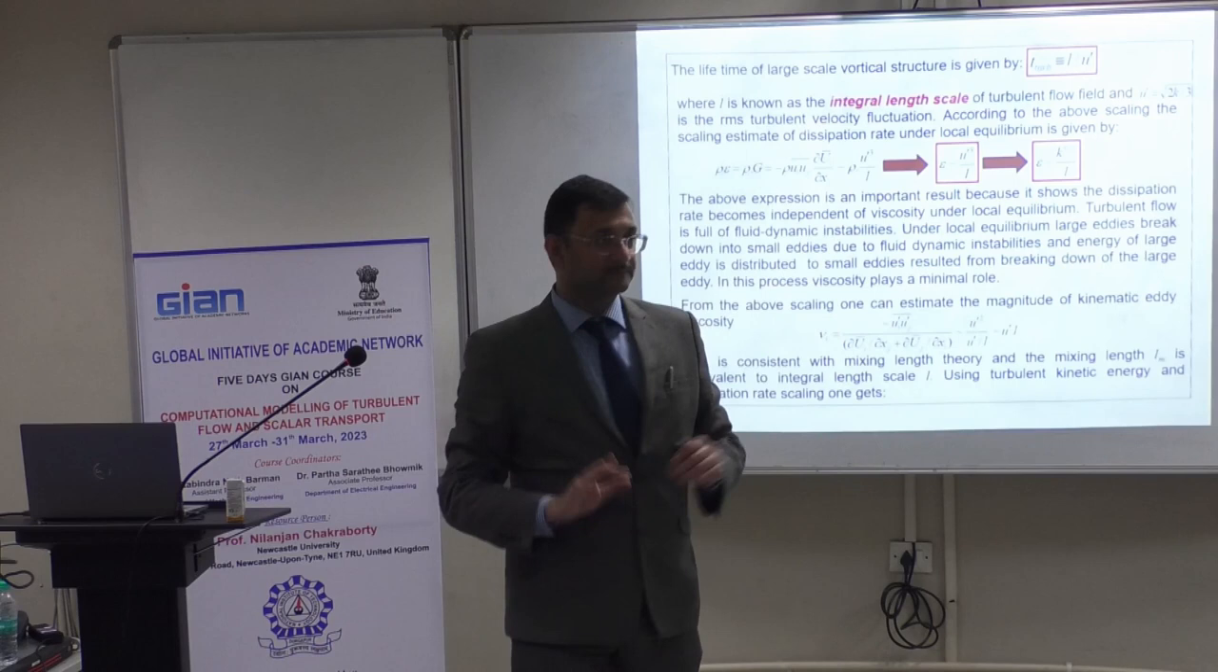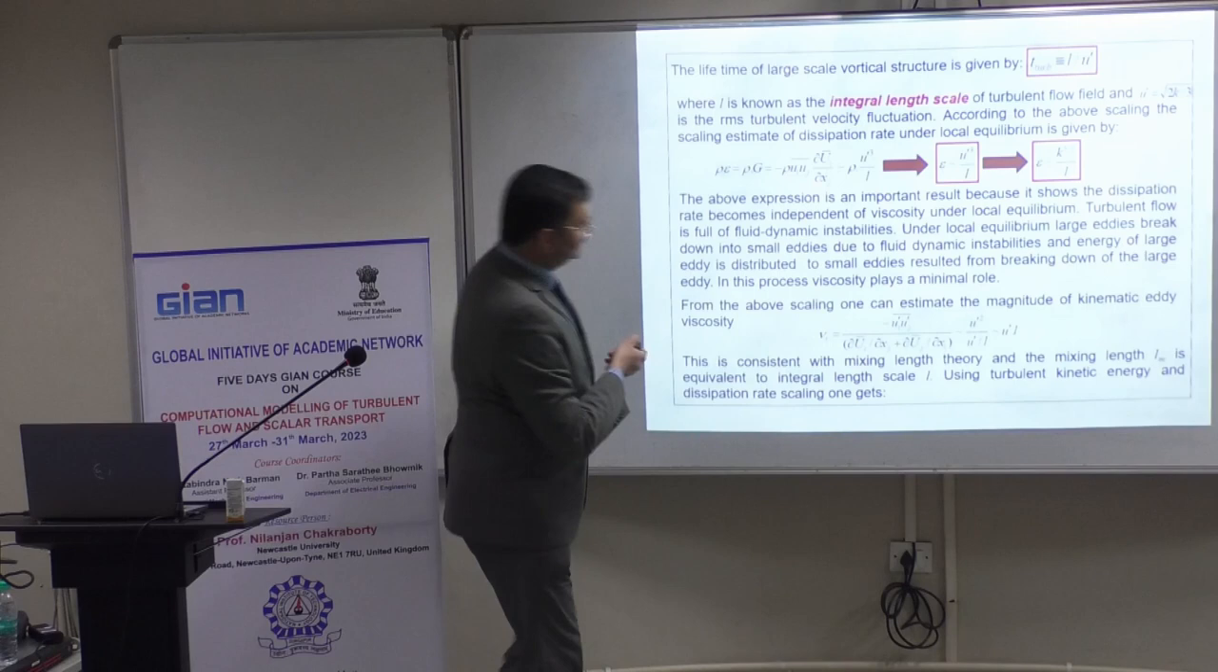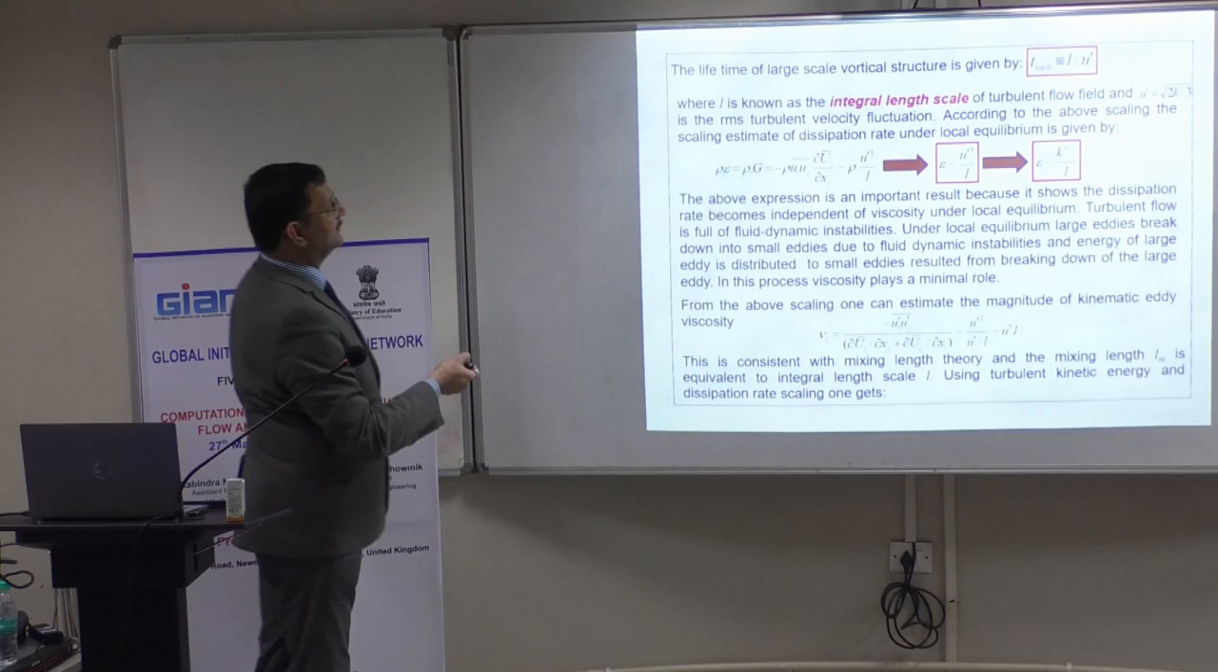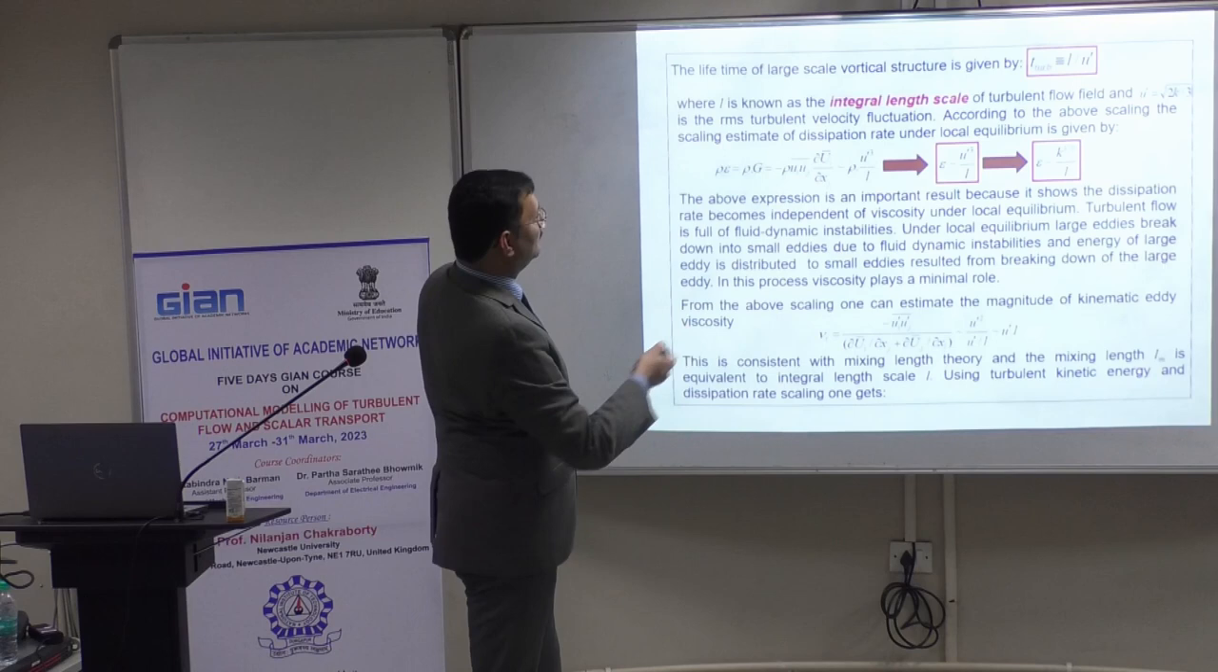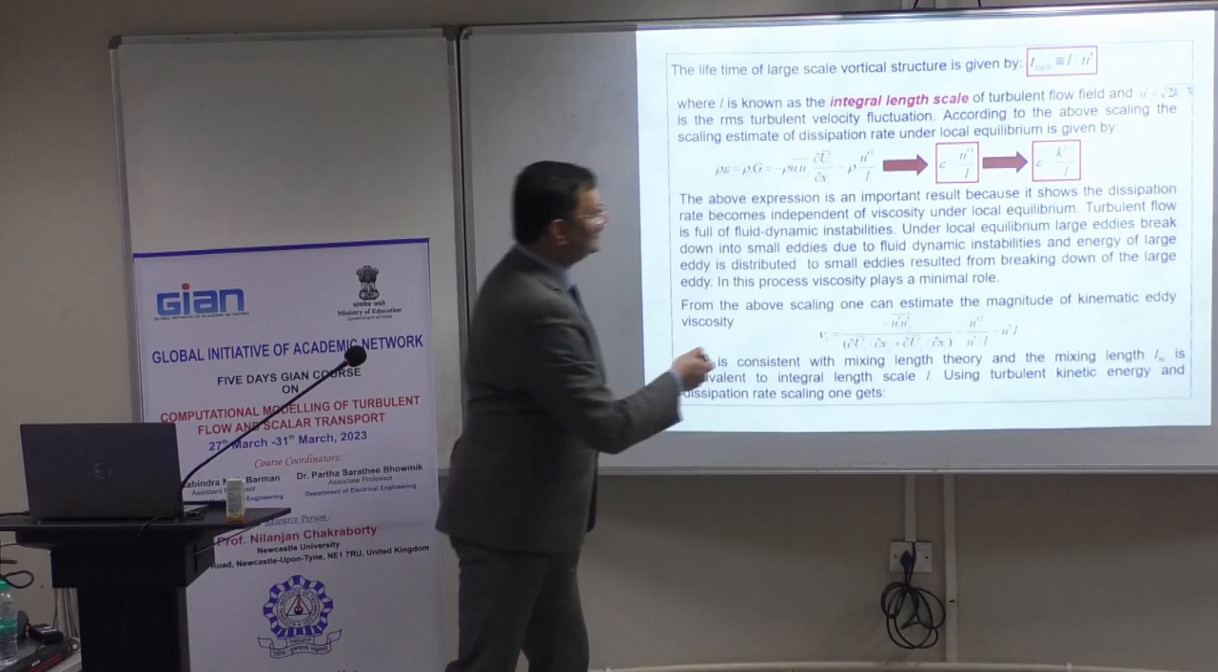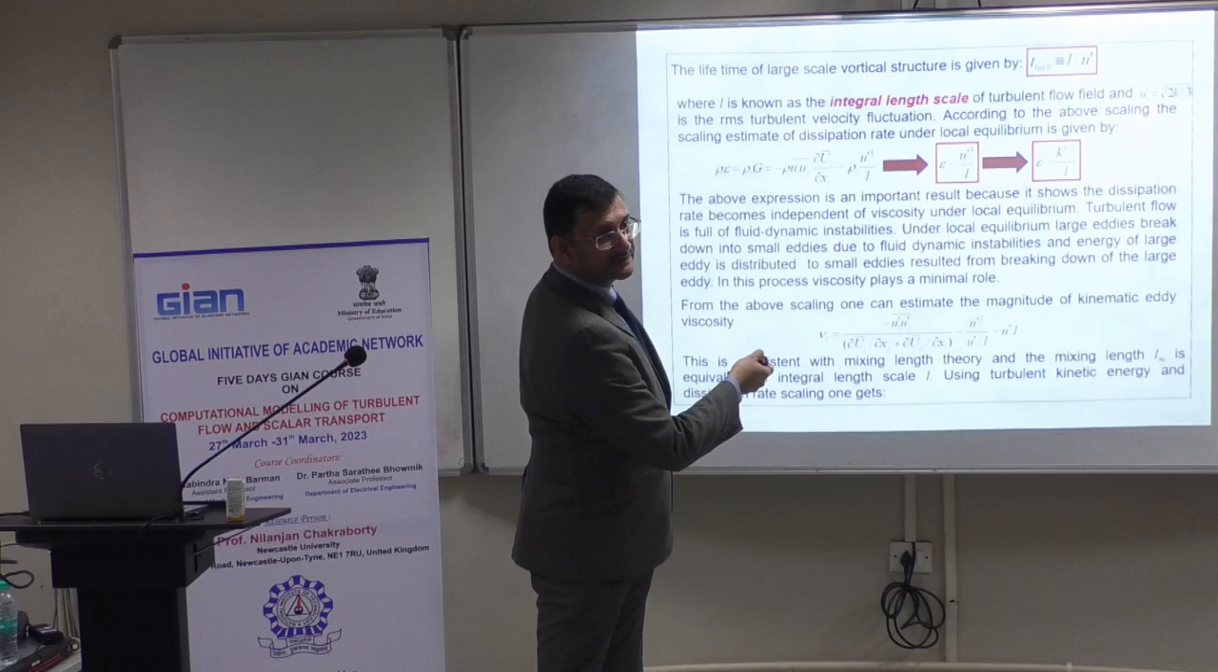So if I now scale this, I have u_i u_j, okay, right? That will give me u prime squared. This one scales as 1 over the turbulent time scale. So that gives me this, which effectively gives me this scaling relation. And if I use u prime is, by definition, the RMS of the turbulent kinetic energy fluctuation, so it scales as k to the power half. So that means this. Okay?